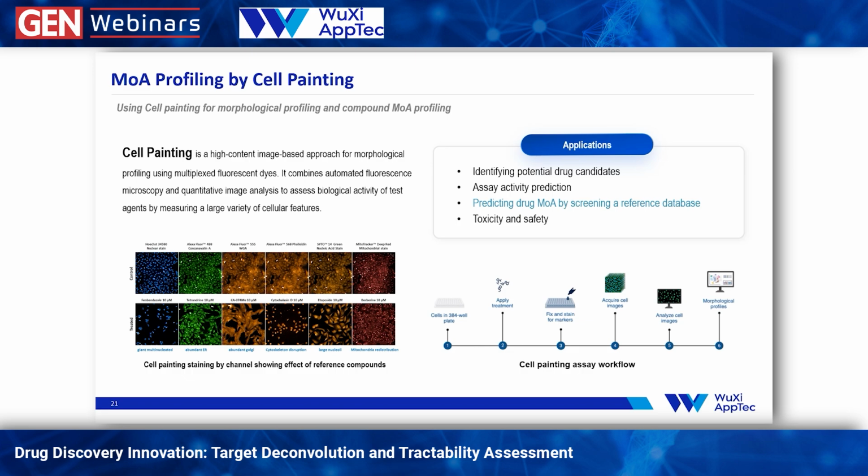And cell painting can be used not only for drug screening, but also for toxicity and safety evaluations, assay activity predictions, and identifying potential drug targets. Today we're going to talk about how we're using cell painting to predict drug MOA.